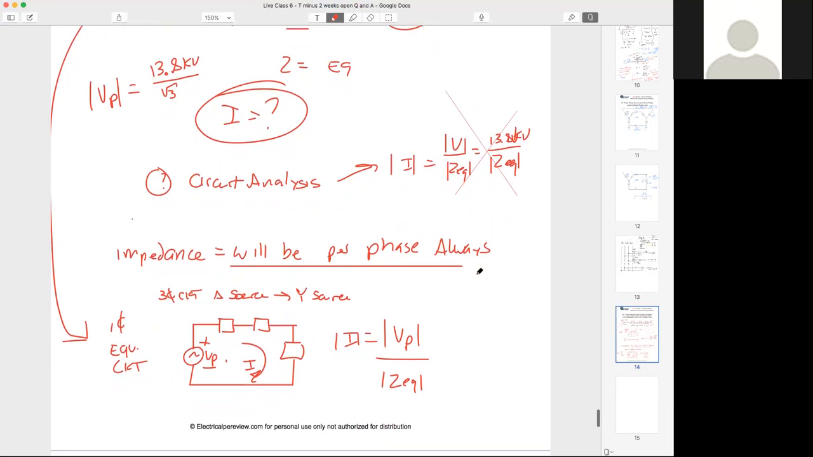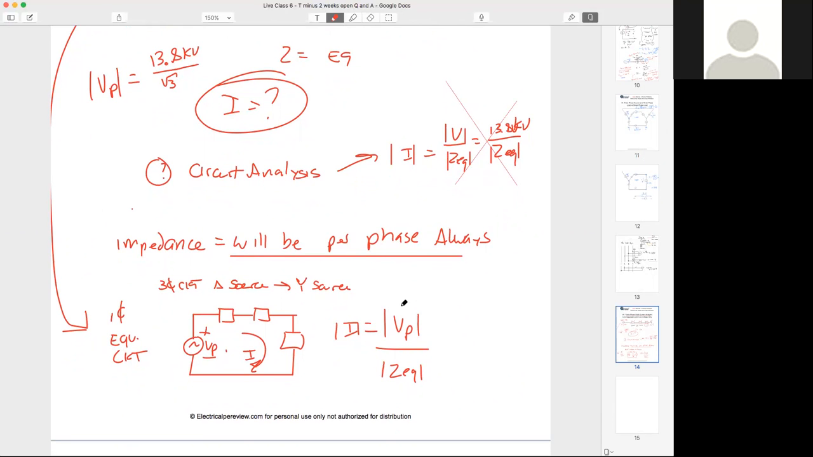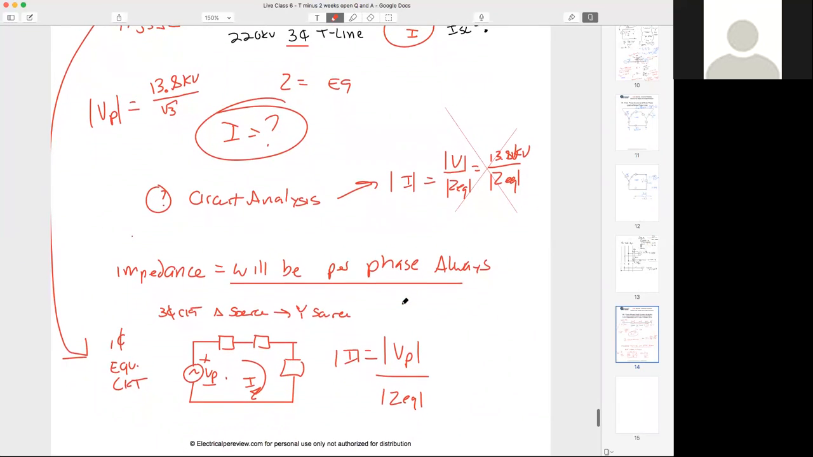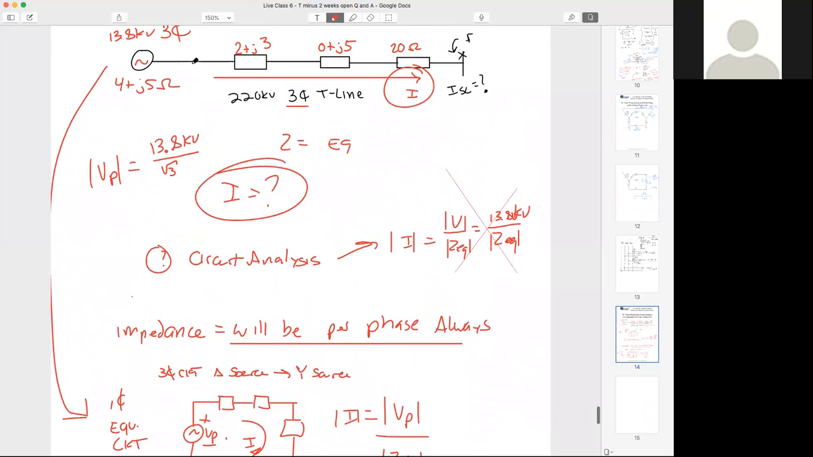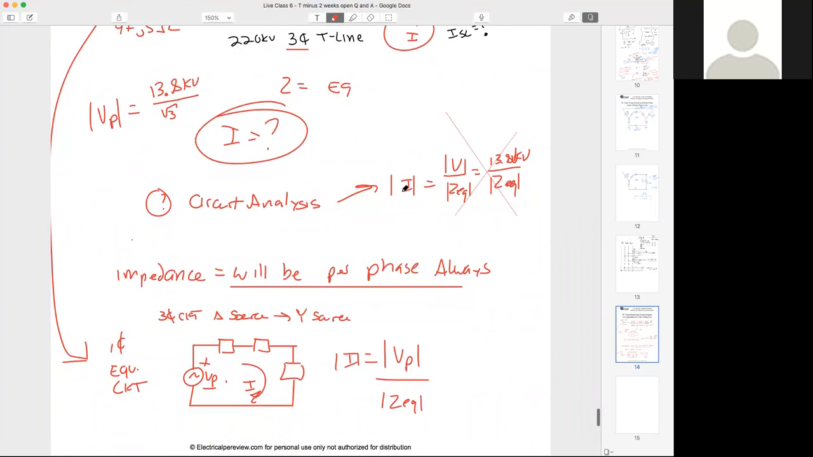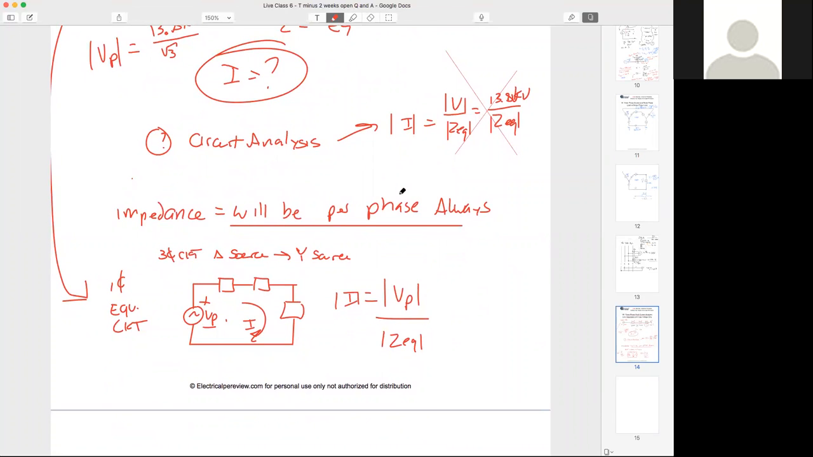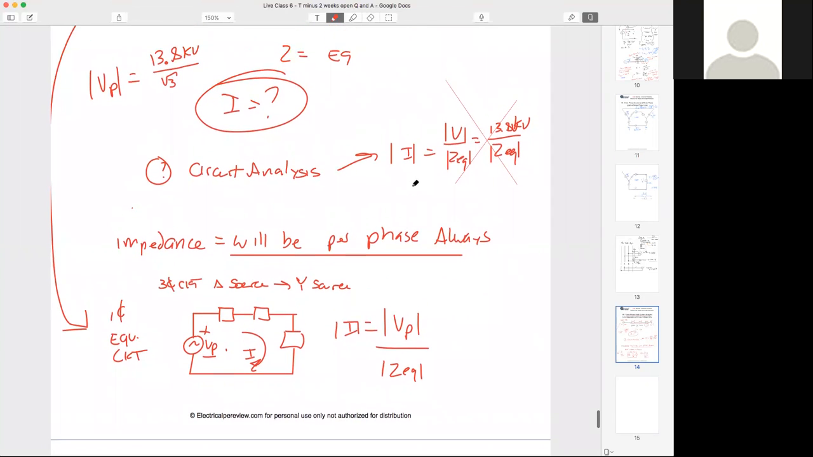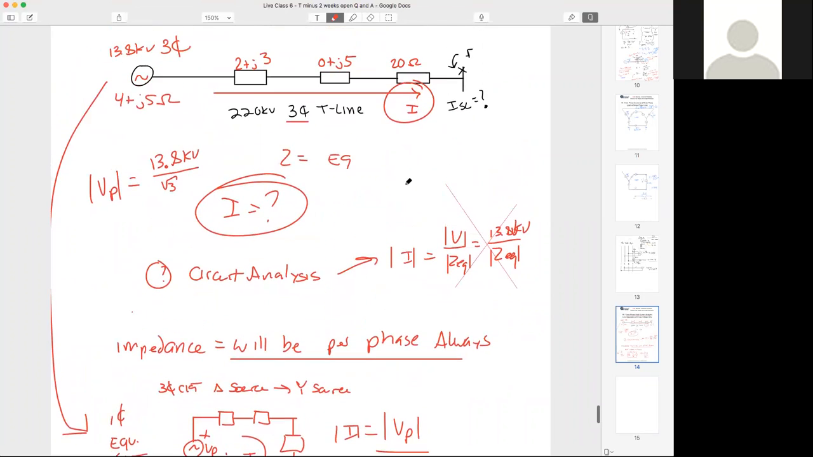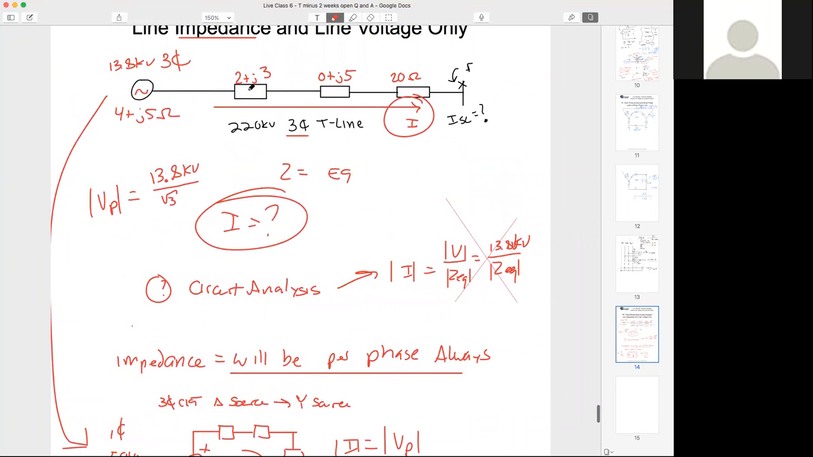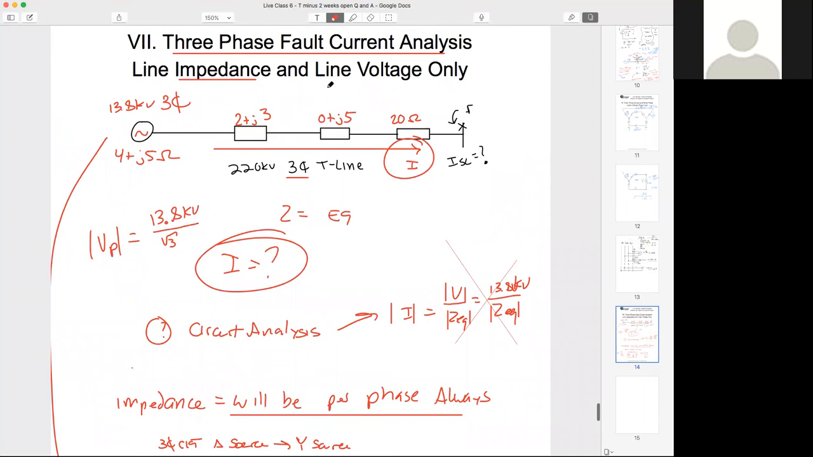Saurabh said, in this case, hence voltage will not be divided by square root of 3. False. Voltage will still be divided by square root of 3 to find the line current. Carlos asks, for the delta, don't you need delta divided by 3? Yes. However, remember that these are not three-phase loads. These are our line impedance. So line impedance is going to be on the line.